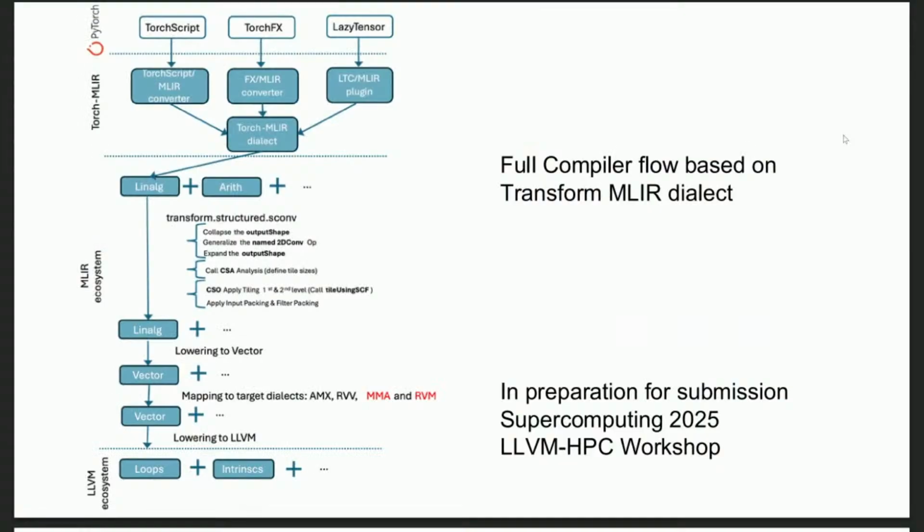The idea is to prepare a paper submission for the supercomputing workshop for LLVM. Let us see if it goes through. But we heard very good feedback from some actors in the compiler technology area, because they are really expecting the transform dialect to be a very efficient and very good tool to design generic compilers for AI. Let us see.